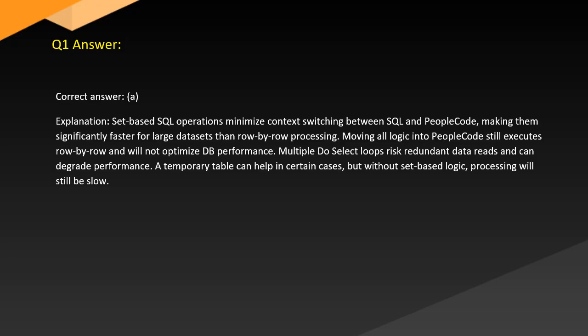Answer. Correct answer: A. Explanation. Set-based SQL operations minimize context switching between SQL and PeopleCode, making them significantly faster for large datasets than row-by-row processing. Moving all logic into PeopleCode still executes row-by-row and will not optimize DB performance. Multiple Do Select loops risk redundant data reads and can degrade performance. A temporary table can help in certain cases. Without set-based logic, processing will still be slow.